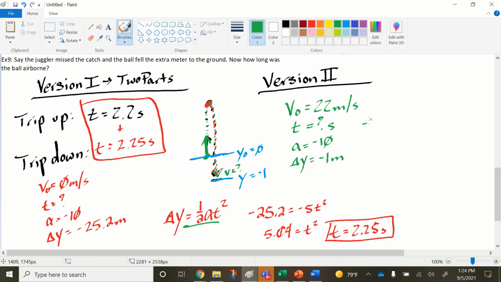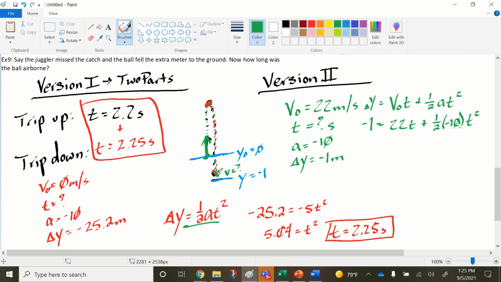So it's going to be negative 1. Let me write it out for you. Your change in y is equal to v sub 0 t plus 1/2 at squared. Plug in everything that you know. You've got 22t plus 1/2 of negative 10t squared.